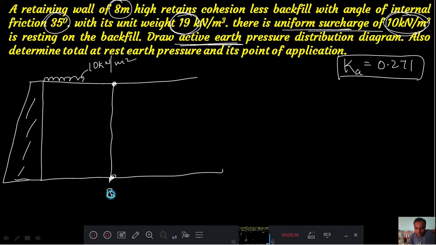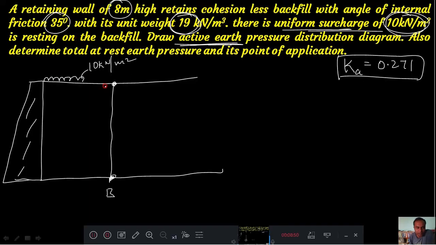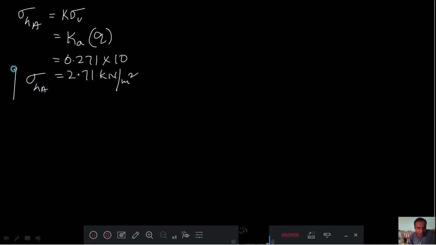This is the B point. Now come to sigma h at A equal to K into sigma V. Then what is the K? K is here Ka, sigma V at the top. At this surface is what? There is a vertical stress, that is 10. Therefore Q. Okay, therefore it is 0.271 into 10, that is 2.71 kilonewton per meter square. This time we did not get 0, keep in mind, right?